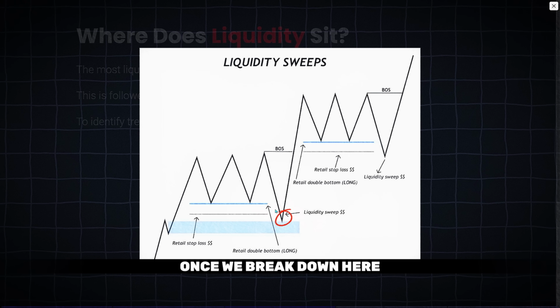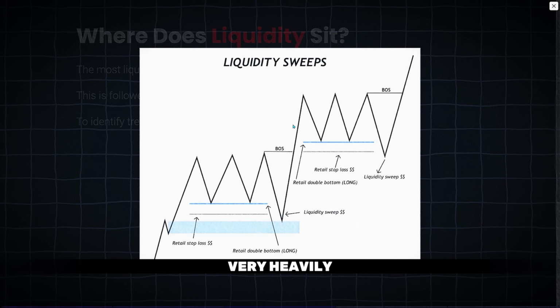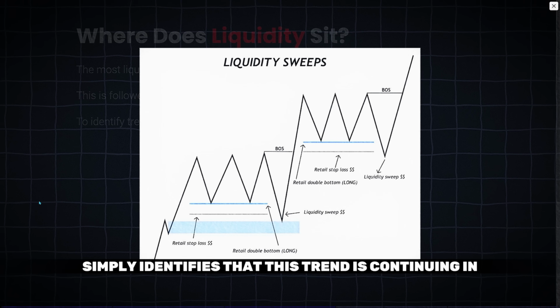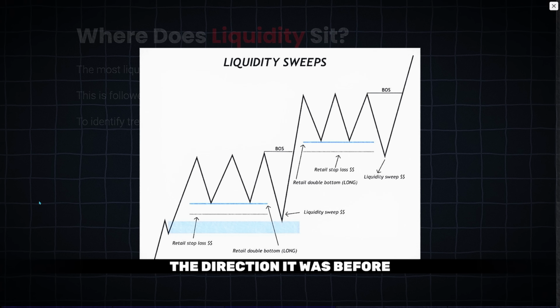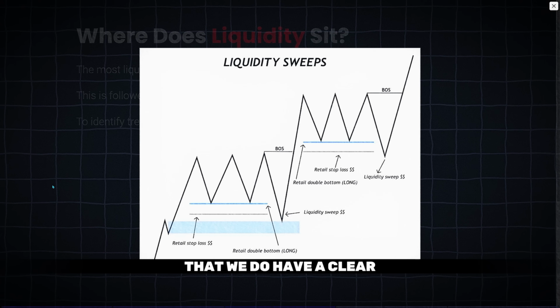Once we break down here, we see that there's a lot of buying liquidity. So buyers come in and buy the stock very heavily, and then we get a break of structure. A break of structure simply identifies that this trend is continuing in the direction it was before. Once we see that break of structure, we can now understand that we do have a clear upside trend.